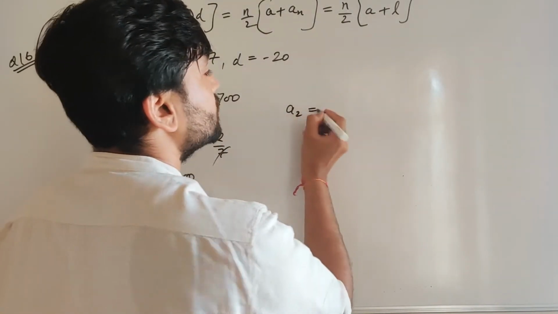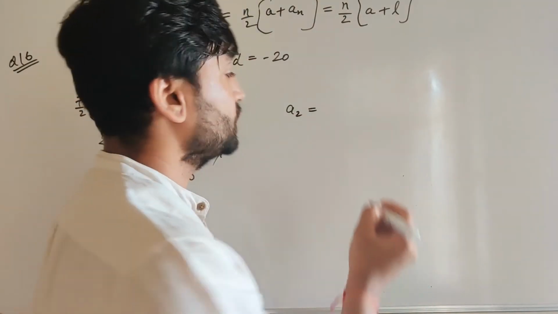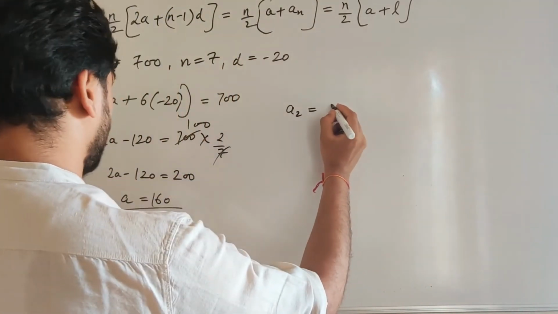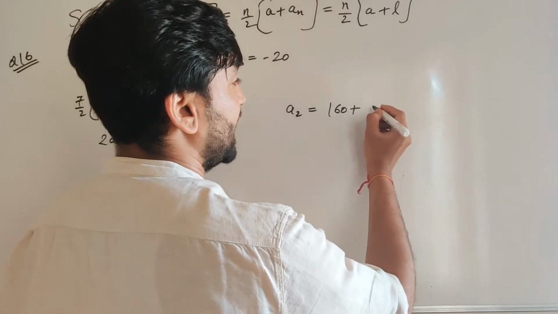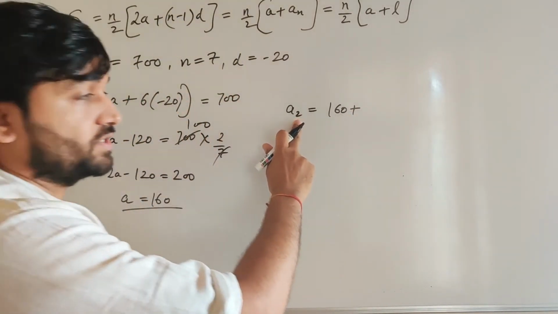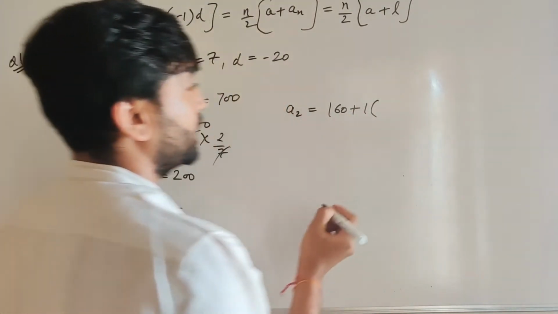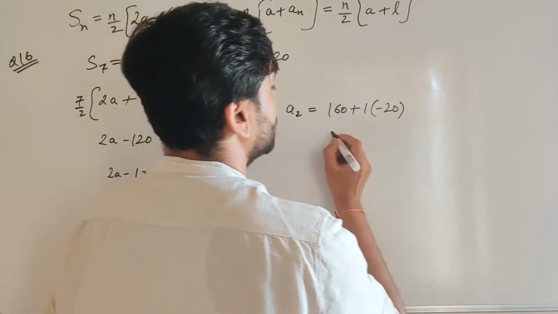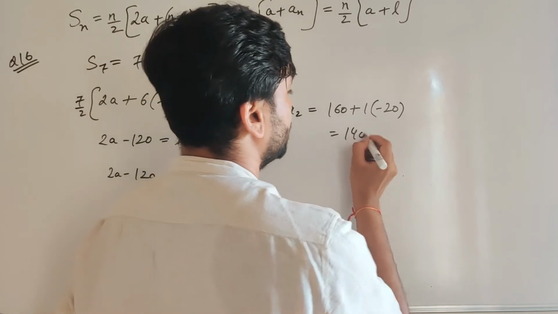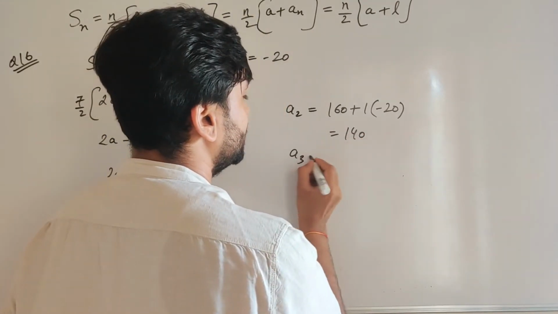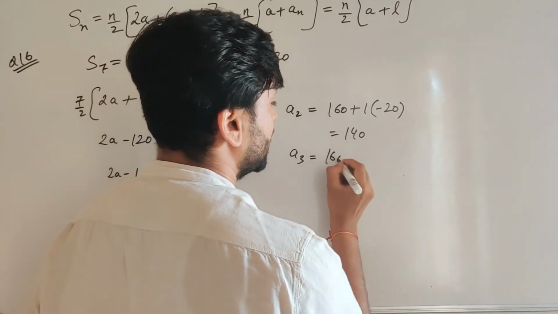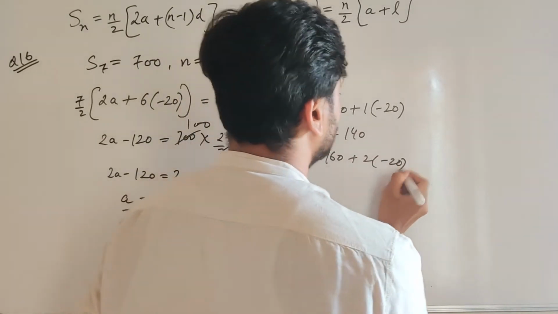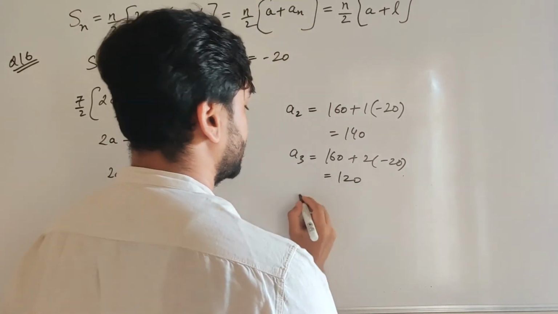A2 is using the formula a plus n minus 1 into d. A is 160 plus n minus 1. So n here is 2, 2 minus 1 is 1. The common difference value is minus 20. So this will give you 160 minus 20 as 140. This is A2. A3 is a plus 2d. So that will give you 120.